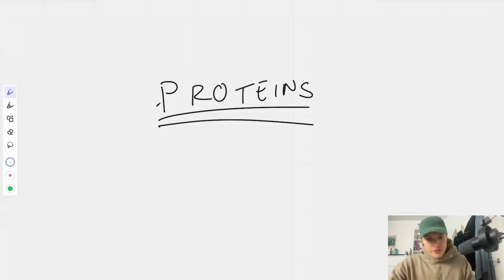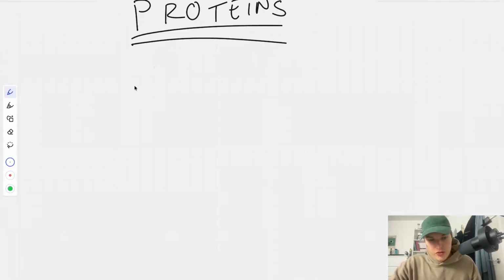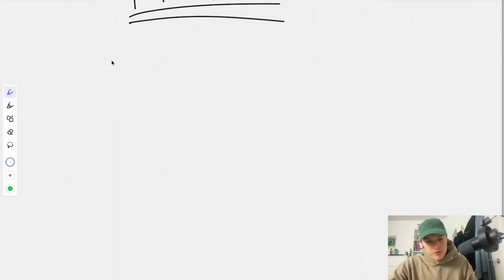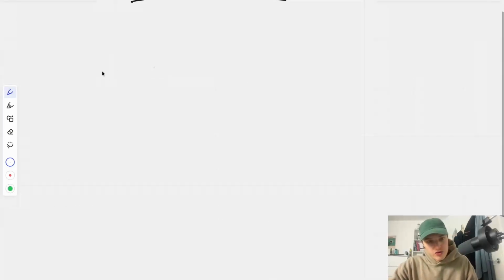We are on with proteins today. This is the A-level biology, the third topic in unit 1. With proteins, what do we need to know? We need to know its primary structure. So you need to be able to draw this in the exam.